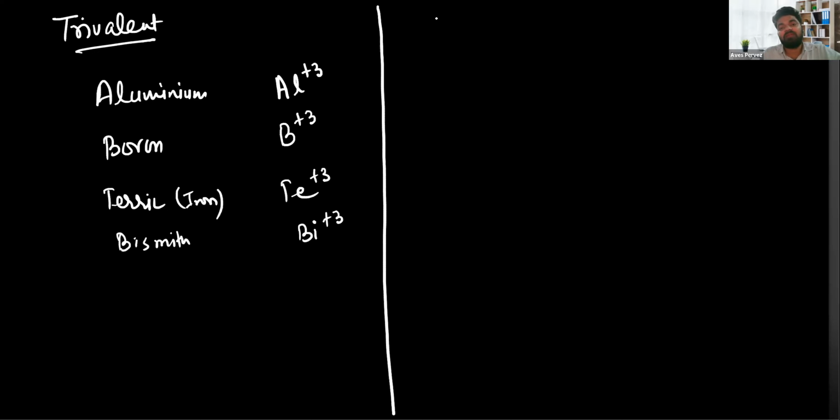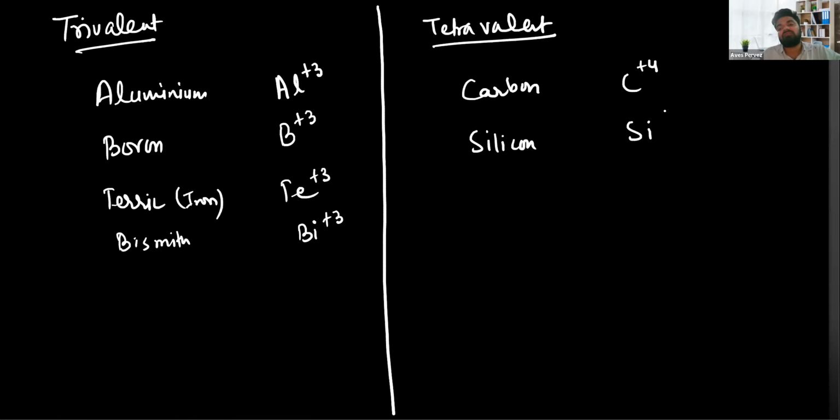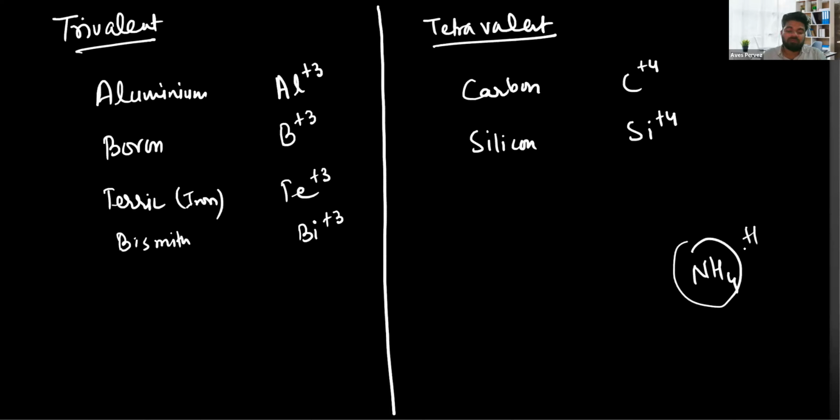Next one is tetravalent, that has 4 valency. Carbon has valency plus 4, and silicon has valency 4. Ammonium, sir? No, ammonium is NH4. It is a formula, but its valency is +1. That we have written in the monovalent. You can check it there. If we have NH4, it does not mean it has 4 valency. This is the formula, and the valency is written here. So note it down.